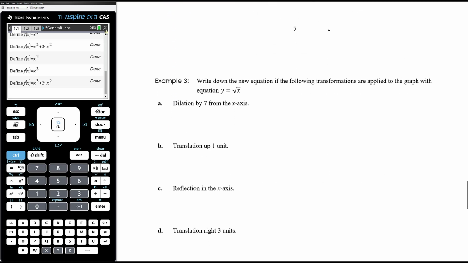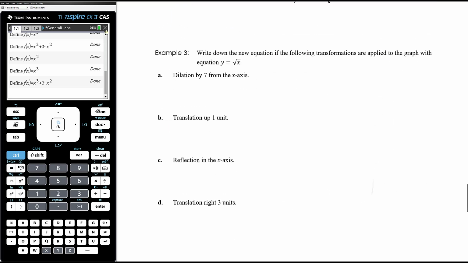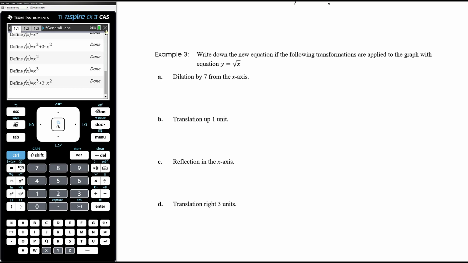Alright, nearly finished. Third example and final example. Write down the new equation if the following translations are applied to the graph with the equation y equals root x. Okay, so if we think about f of x is the square root of x. Now, a dilation by 7 from the x-axis is 7 times f of x, which means that that is 7 times the square root of x for this particular function. You've multiplied f of x by 7, so you multiply f of x by 7. Okay?